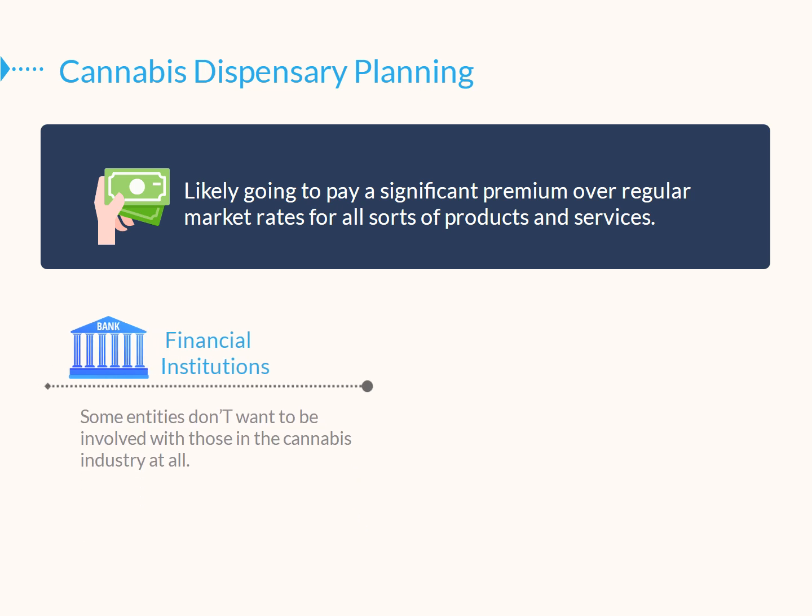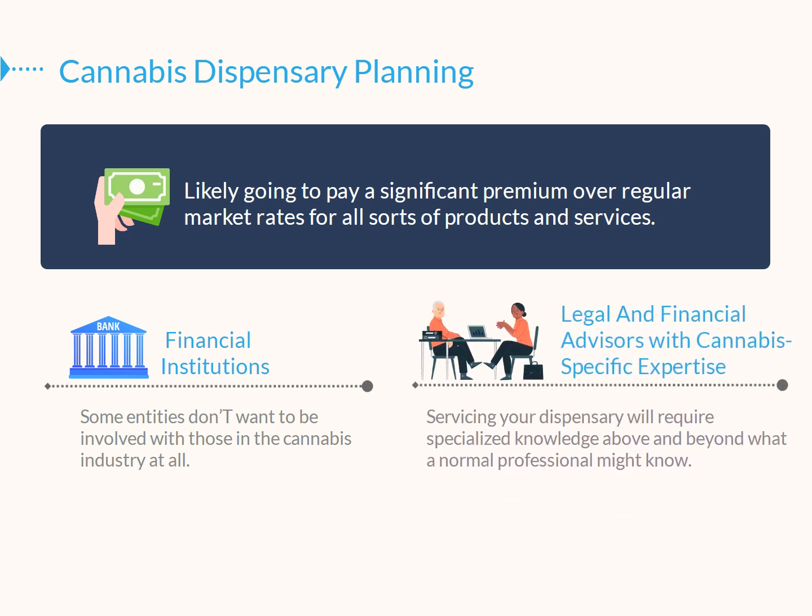Sometimes this is because some entities don't want to be involved with those in the cannabis industry at all, such as financial institutions. Other times, this is because servicing your dispensary will require specialized knowledge above and beyond what a normal professional might know. For example, you'll want legal and financial advisors that have cannabis-specific expertise.